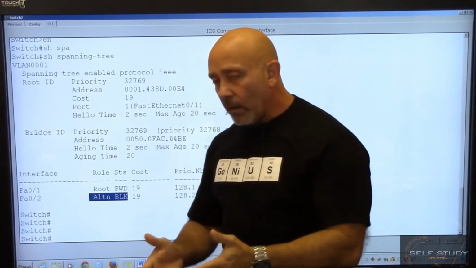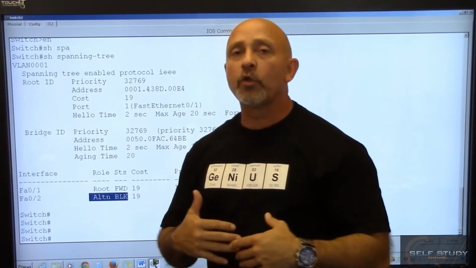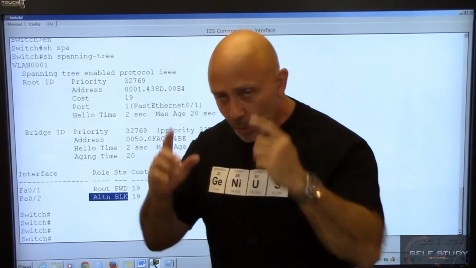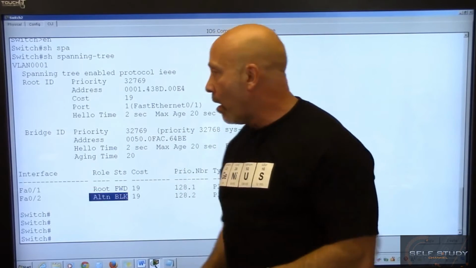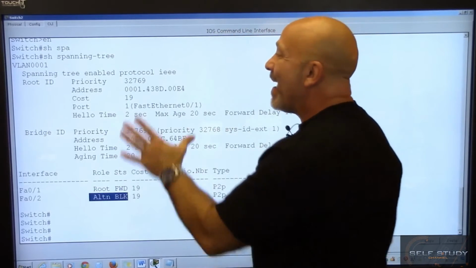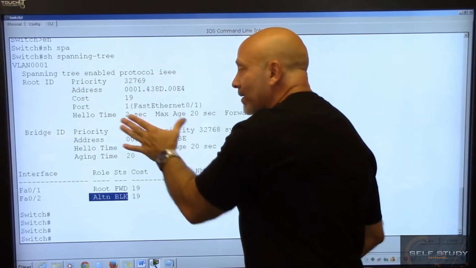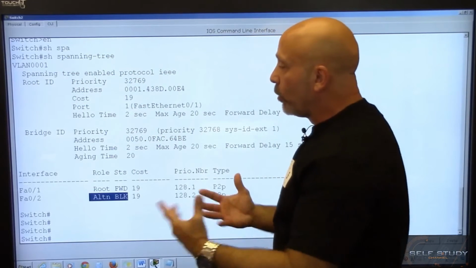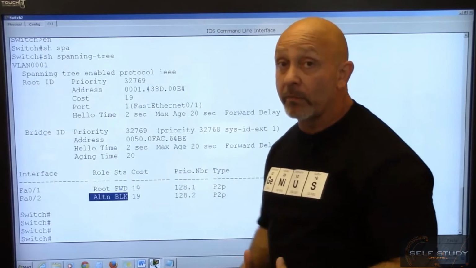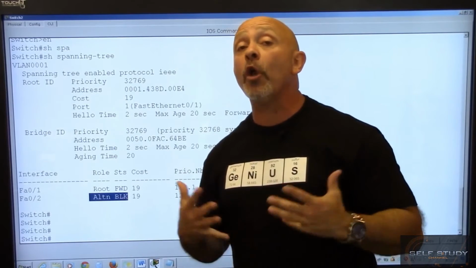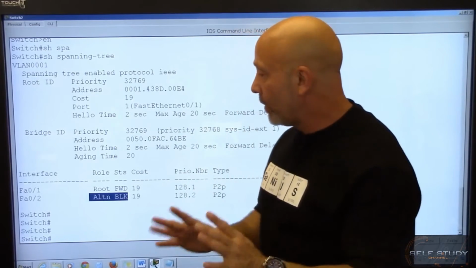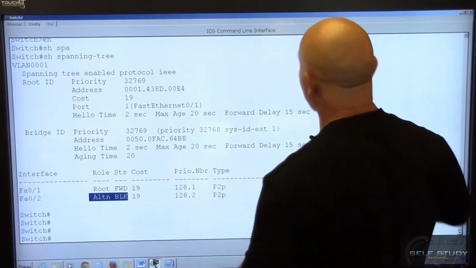But in other lessons to come, I will show you how to manipulate that. But so you can get an understanding of how spanning tree works and what command and what it is that you're looking at. Because we will learn to manipulate spanning tree. We will even learn how to turn off spanning tree. But that's in lessons to come. So understand the election process.